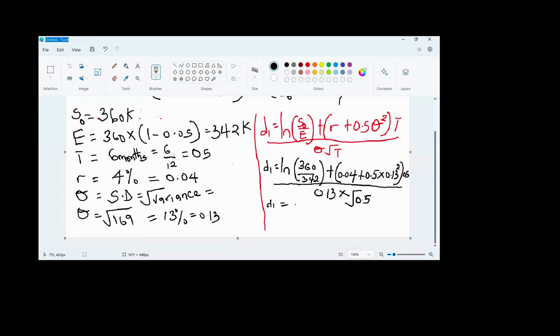Your D1 should give you 0.8215, 4 decimal places. Your D1 should give you 0.8215. Please, can we confirm we have this figure?